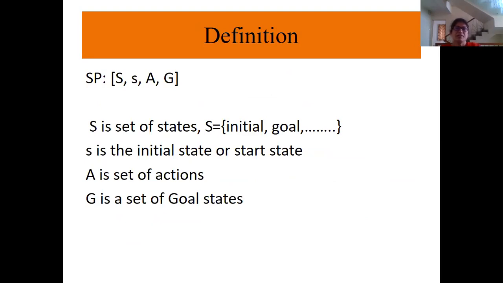When we talk about the states, there is always one start state and one or more goal states. If you look at the 4 tuples as shown on the slide, S is a set of states, consisting of the start state, goal state, and some intermediate states. Small s indicates the initial state or the start state. Capital A is the set of actions which will be performed on the states. G is a set of goal states. See, you can have more than one solution. So here you have a set of states, whereas you can always have only a single initial or start state. All these together will define a new state.